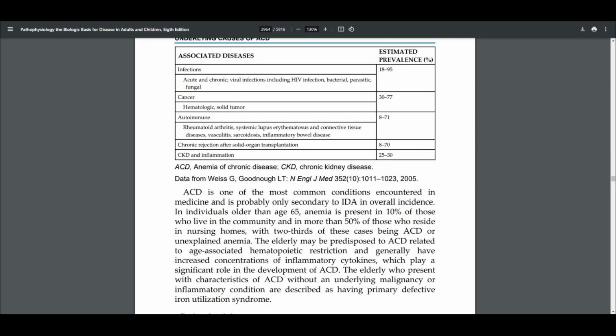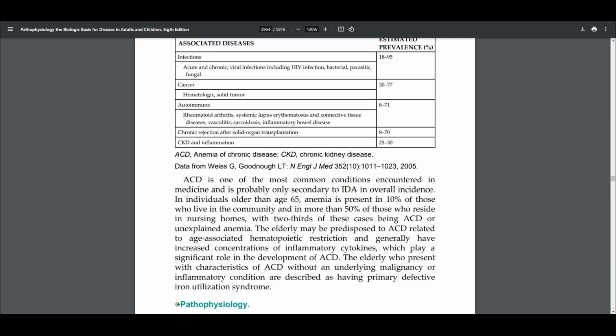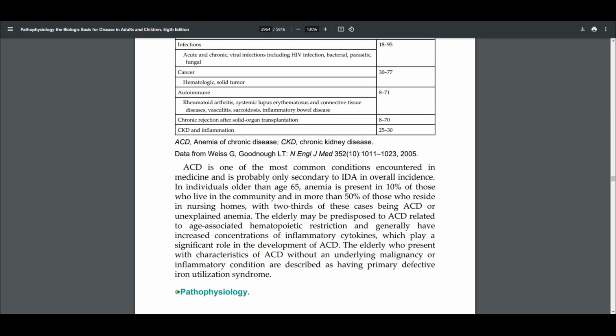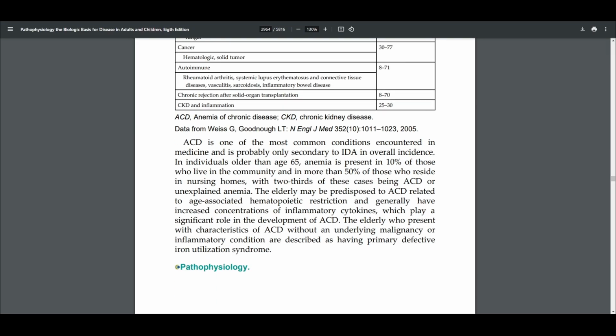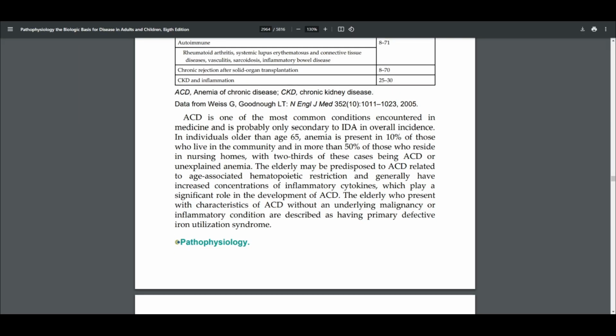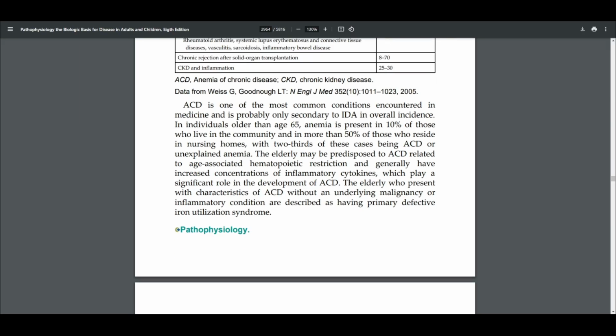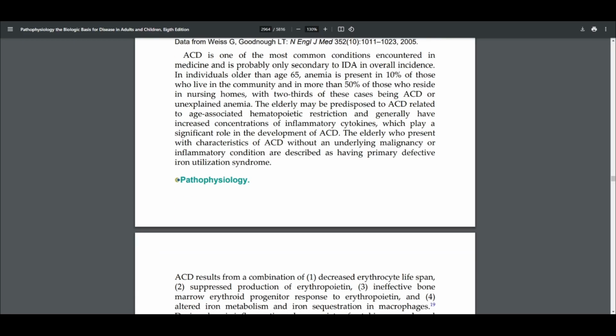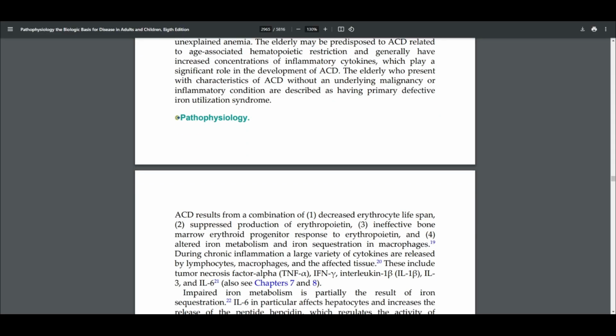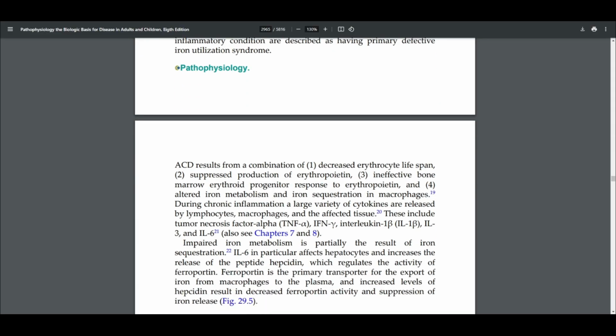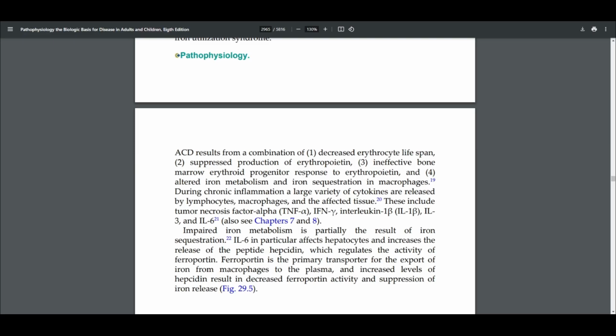The elderly may be predisposed to ACD related to age-associated hematopoietic restriction and generally have increased concentrations of inflammatory cytokines, which again play a significant role in the development of ACD. The elderly who present with characteristics of ACD without an underlying malignancy or inflammatory condition are described as having primary defective iron utilization syndrome. So, what is the pathophysiology?